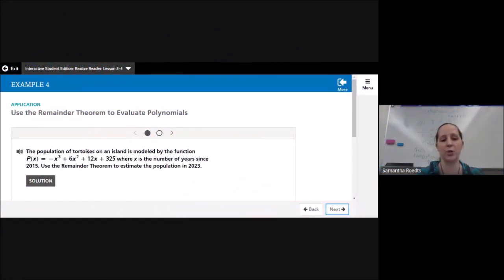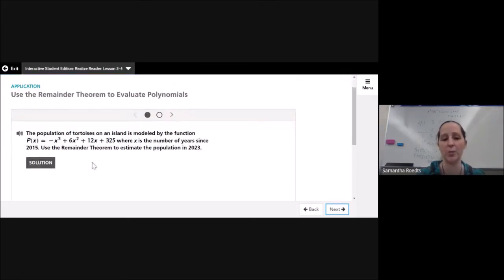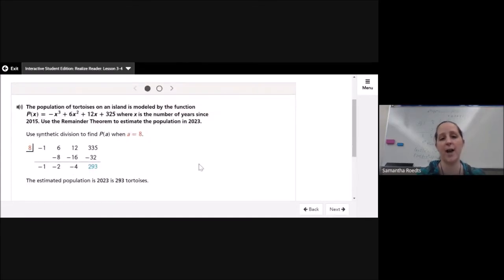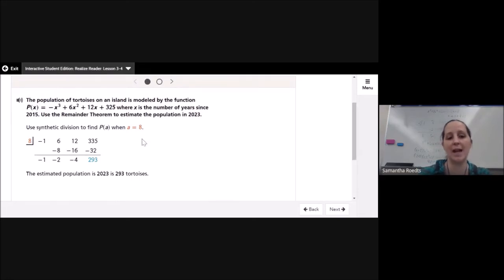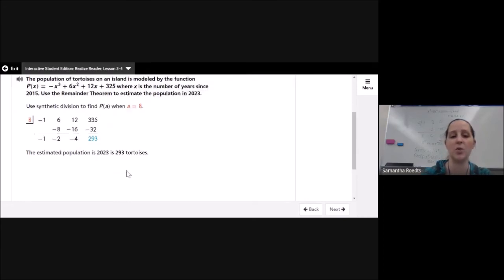All right, so example number 4, use the remainder theorem to evaluate polynomials. The population of tortoises on an island is modeled by the function p of x equals negative x cubed plus 6x squared plus 12x plus 325, where x is the number of years since 2015. Use the remainder theorem to estimate the population in 2023. So I use synthetic division to find p of a when a equals 8. When I divide through, I get 293 as my estimated population. The reason that a is 8 is that 2015 to 2023 is a difference of 8, so that's why I'm dividing by 8. So the estimated population in 2023 is 293 tortoises.